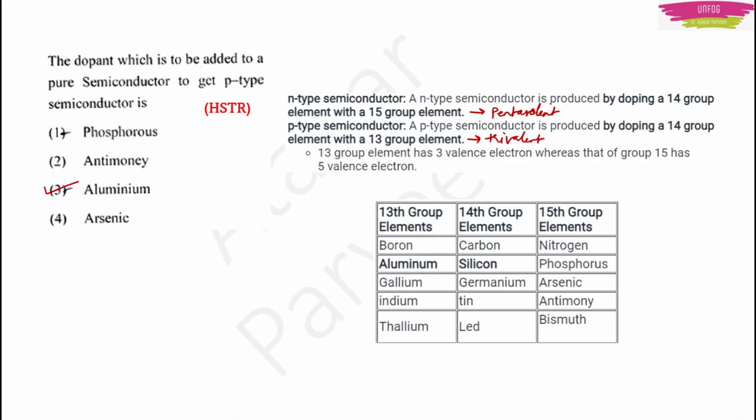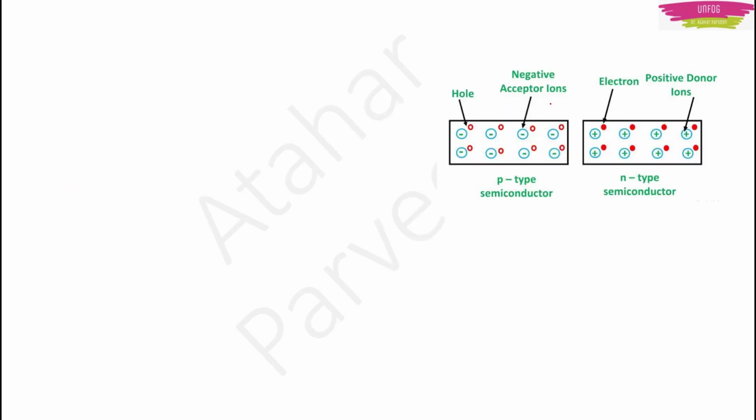Just remember n-type with pentavalent, p-type with trivalent. So this is the table with which you can remember these elements. Now when a p-type crystal is brought into close contact with an n-type crystal, that resulting arrangement is called a p-n junction or p-n junction diode.